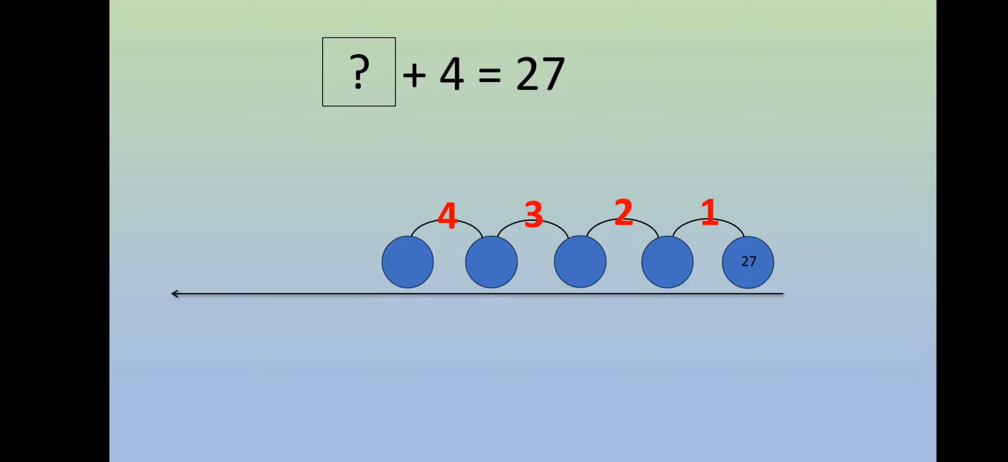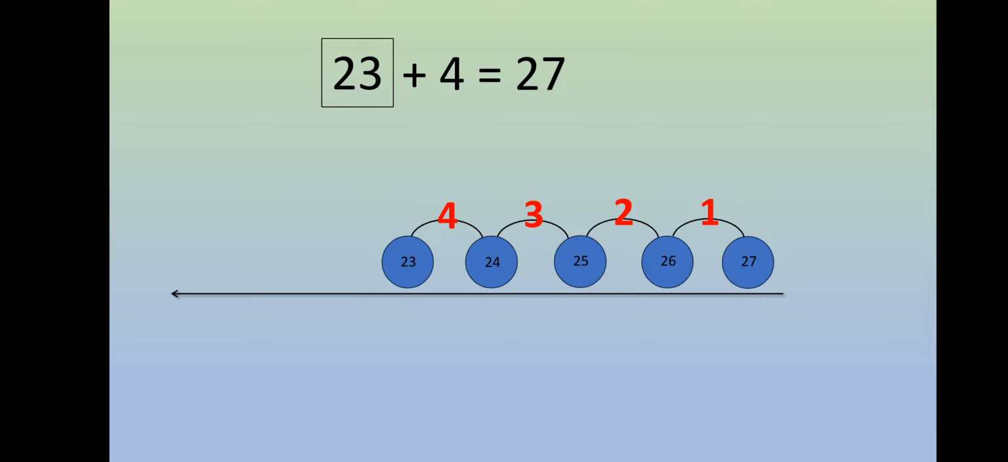Okay, so we will start the numbers. We will go backward. So first number would be 27 and the next number would be 26, 25, 24 and 23. So what is our answer? Our answer is 23. Correct.